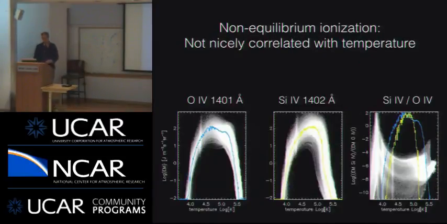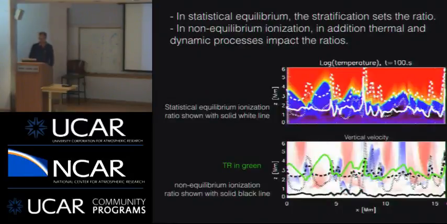What about the non-equilibrium ionization? Well, the emission expands over a wider range of temperatures. Now we don't have that big drop anymore in silicon IV. We reach lower temperatures. When we compare these two, there's some correlation, but there's also a big variation within the same temperature of these ratios. That's basically because we now have dynamics going on, which changes these properties.